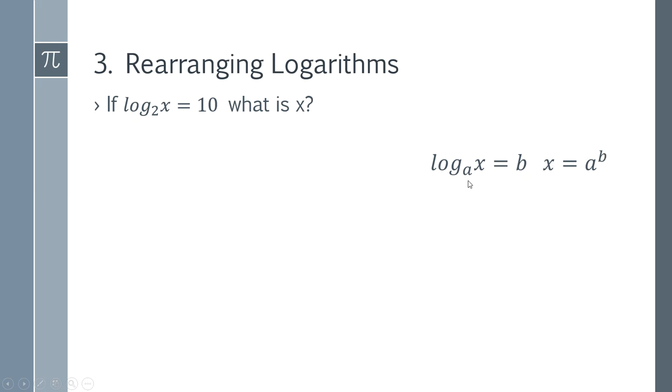Like this. So whatever your base is, you raise that to the power of the thing on the other side. So you're left with the x. So the base raised to the power of the thing on the other side. And so let's apply that here.